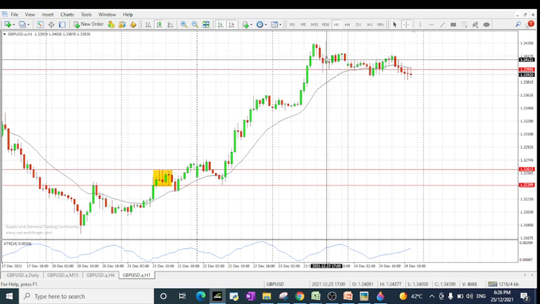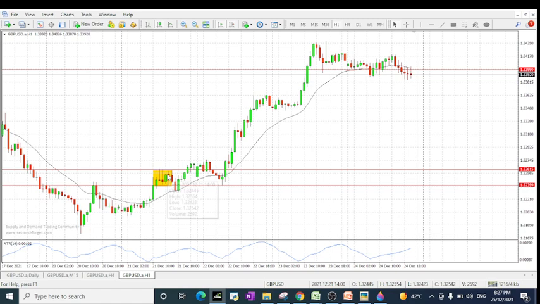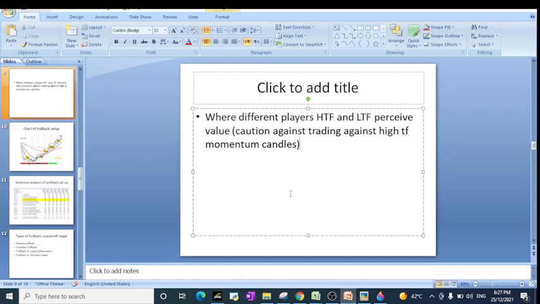True, if you took this trade right here going short, price came down, pulled back up. Man, look at the strength of this push, taking out all the stop losses here. So going against a higher time frame momentum candle, it's painful. It's better to go with it instead of against it. Lower time frame guys might find signals going counter to those high time frame momentum candles. But if you can avoid trading against them, avoid them.